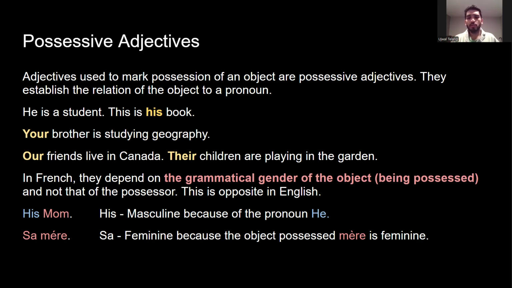Okay, so we'll slowly go through the concept first. So here we have that example. His mom in French becomes sa mère, right? Sa is used for when the noun that is being possessed is feminine. So what if it was his father, right? Then it would be son père. Why? Because père is masculine. Here, mère is feminine. Okay? That's why it's sa mère.